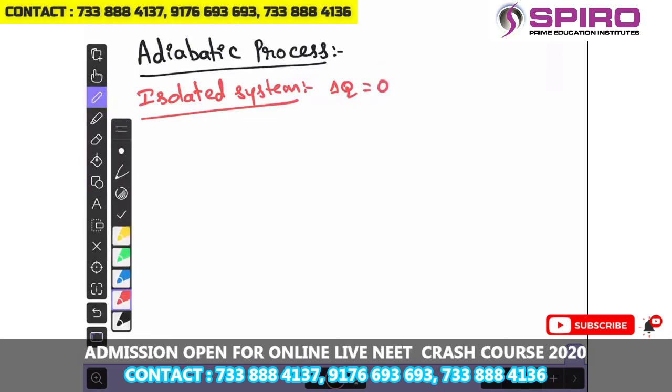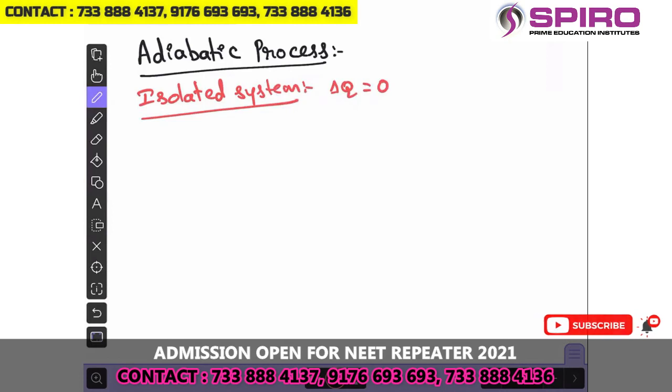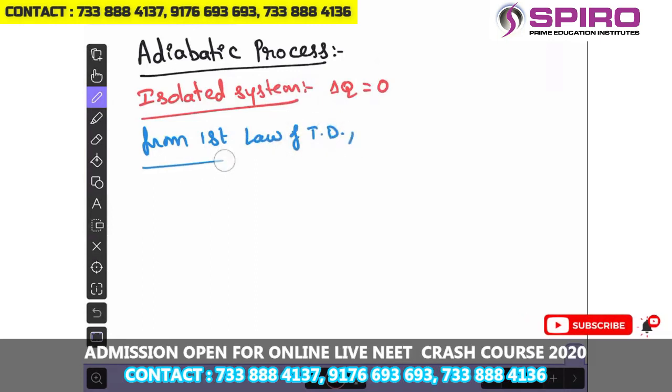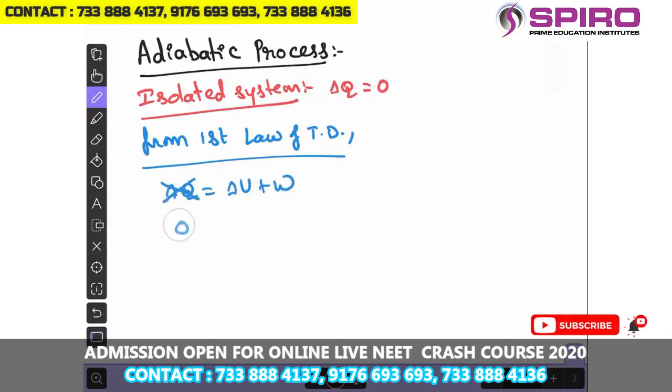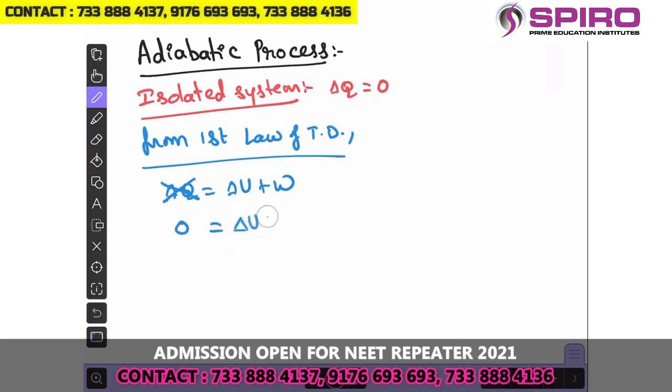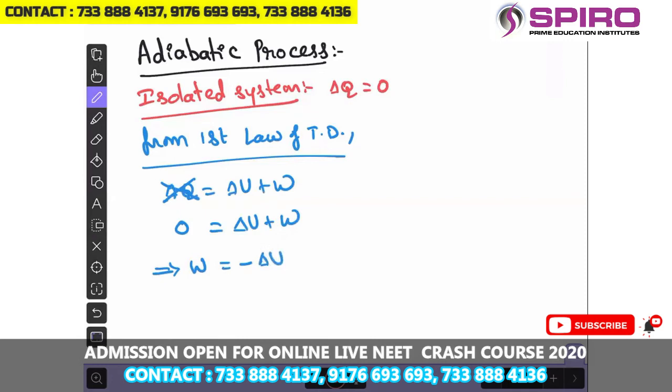So from the first law of thermodynamics, you know delta Q is delta U plus W. Being delta Q completely zero, zero is delta U plus W. That means the external work done is minus delta U, or delta U is equal to minus W. That means if volume expands, the work done will be positive.